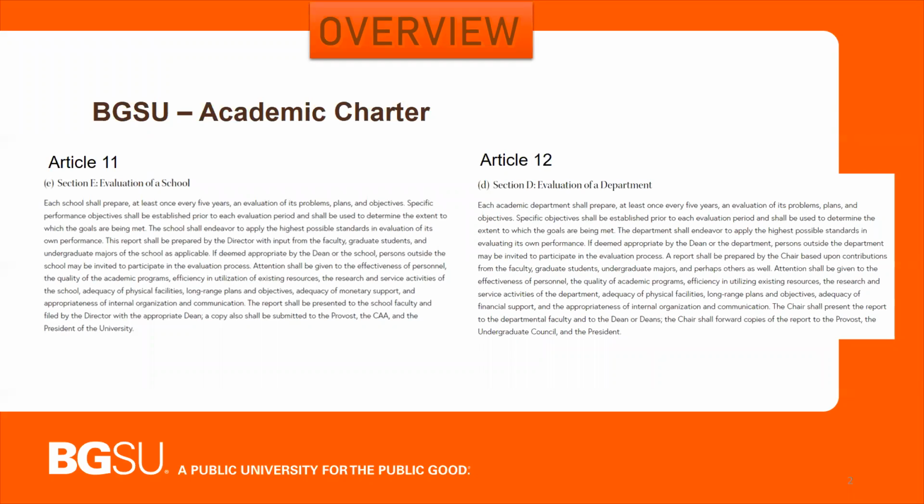As seen in Articles 11 and 12 of its academic charter, Bowling Green State University is committed to the continuous review and improvement of its academic programs as essential for effective student learning and data-driven strategic planning. Program review is intended to be helpful, meaningful, collaborative, and useful to program faculty.